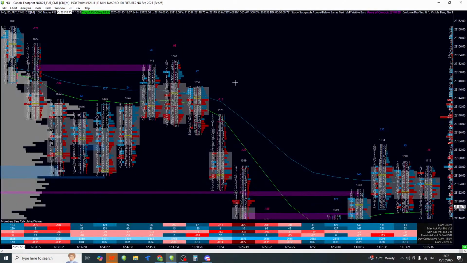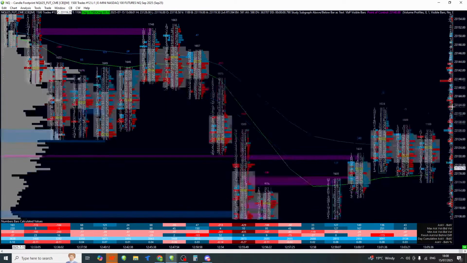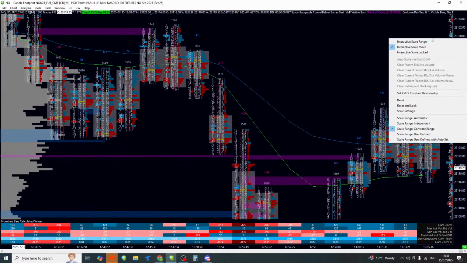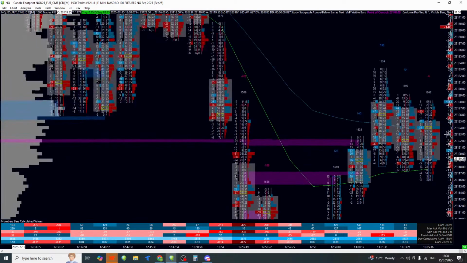So this is a footprint chart. These are candlesticks. This is not time based, by the way. This is a volume based chart, a 1500 volume based chart. So this shows me exactly what happened at each candlestick. Let me just zoom in.